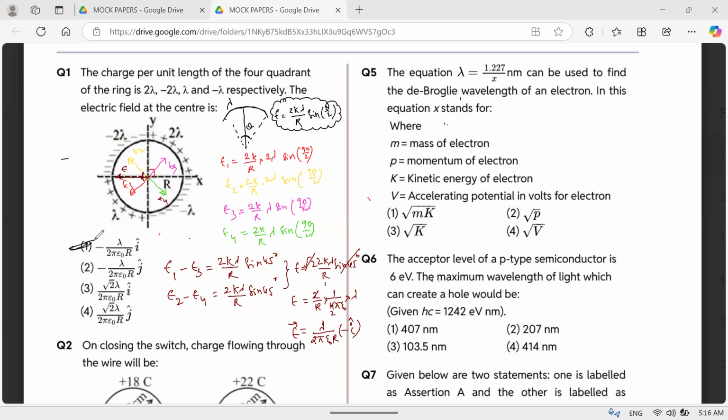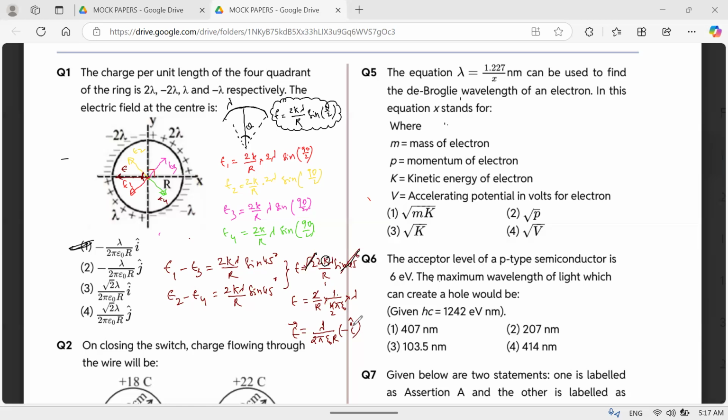This k value is 1 by 4 pi epsilon naught. Sine 45 is 1 by root 2, this will get cancelled. So it is 2 divided by r into k. K value is 1 by 4 pi epsilon naught into lambda as usual. And the resultant is acting in this direction, minus of I cap.